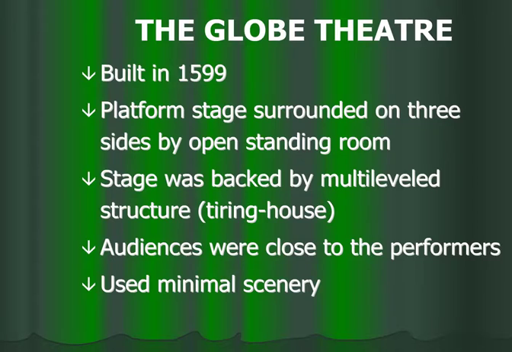This platform stage was surrounded on 3 sides by an open standing room, and it was backed by a tiering house. The audience was close to the performers, and they used minimal scenery only because people were on 3 sides. And the interesting thing is that peasants were the ones that were in the pit standing and watching the stage, and there was no cover over that part. And then the rich, the middle class, and royalty sat in the tiering house because that structure had a ceiling over it. If you want to pay more for a ticket, then you want to sit closer, right?